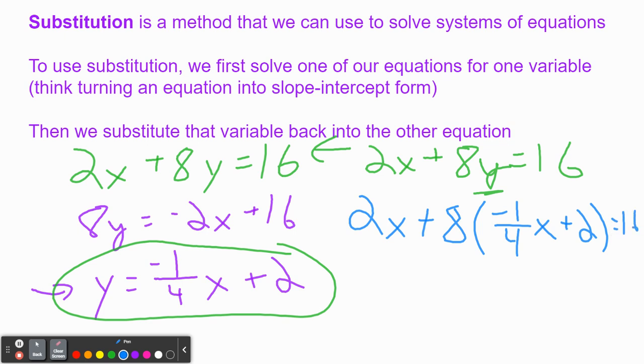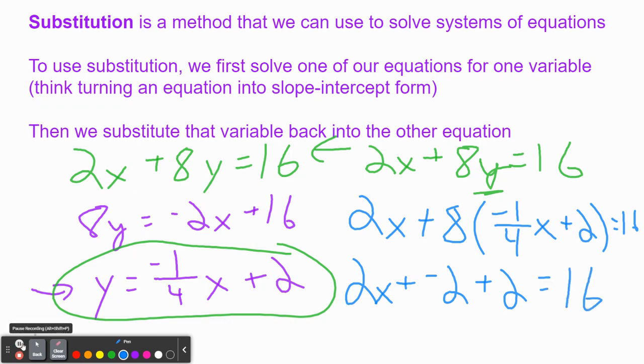I would distribute here: 2x plus, and then 8 times negative 1 is negative 8 divided by 4. It's going to be negative 2 plus 2 equals 16. Oh, I forgot the x here. Positive 2x and a negative 2x added together are going to cancel out. 8 times 2 is not 2, it's actually 16. Goodness gracious. So 16 equals 16.